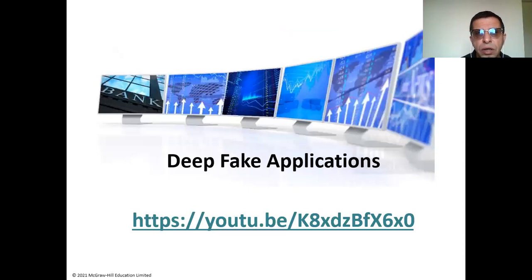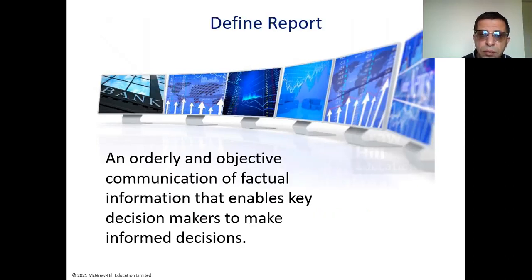One of the issues that we need to talk about is a business plan. Why do we need a business plan and why is it important to write it properly? We'll discuss it. But we also need to look at the deepfake applications recently and the link below. But overall, we need to define a report. The report is an orderly and objective communication of factual information that enables key decision makers to make informed decisions.